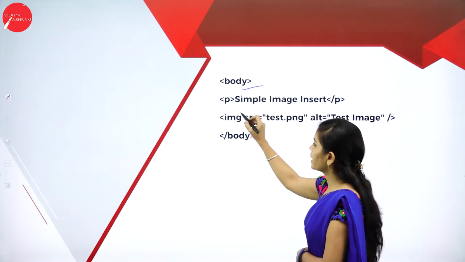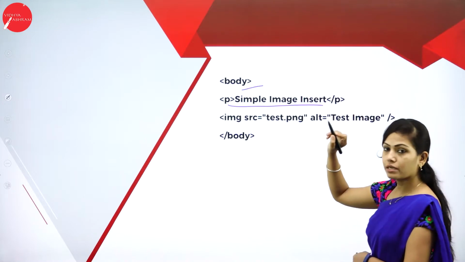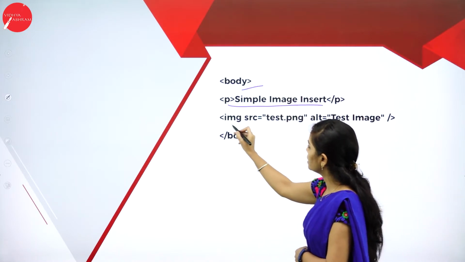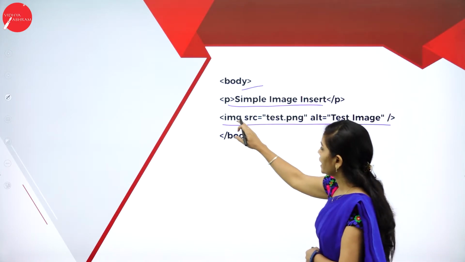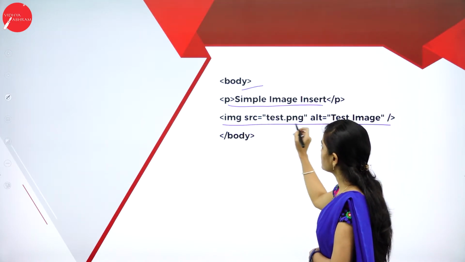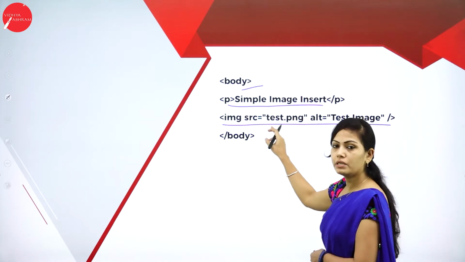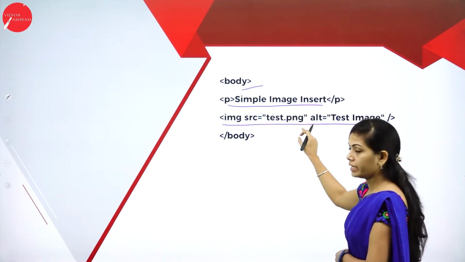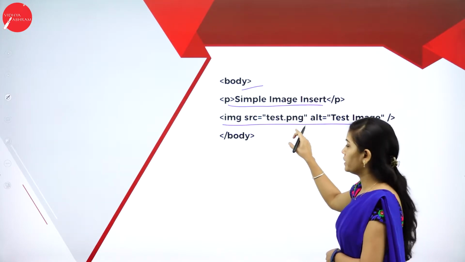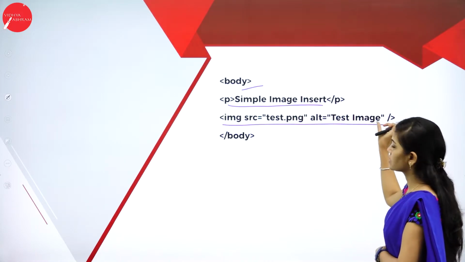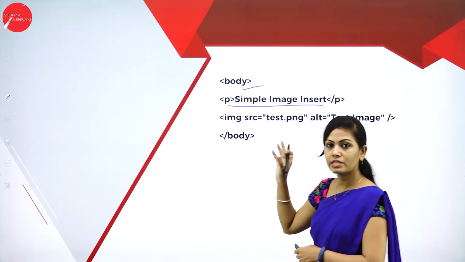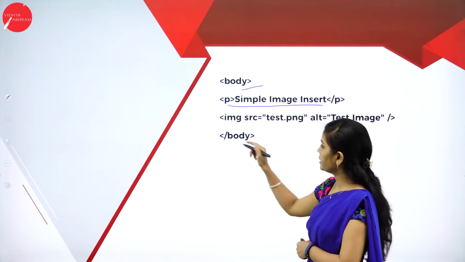So open body tag and open p tag. You can give any content. Here I have written one small example for inserting an image. Image source is equal to test.png, open double quote test.png. This is my URL of the image, and also you can use the alt is equal to text image. So this is one small example for inserting an image.